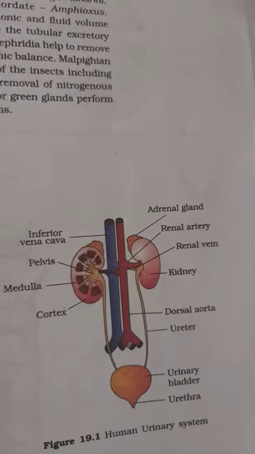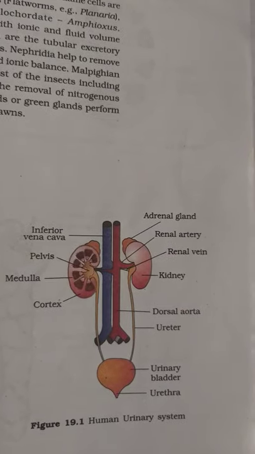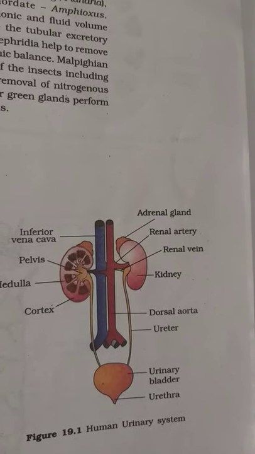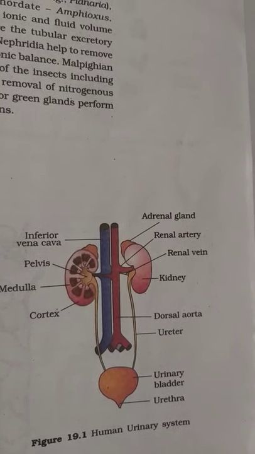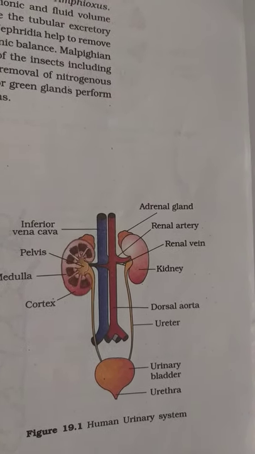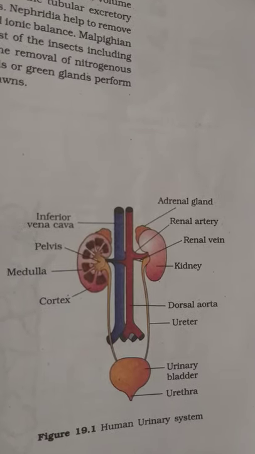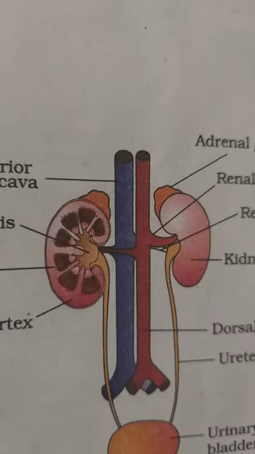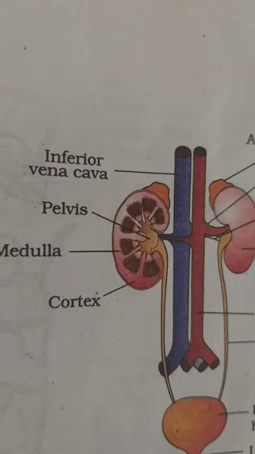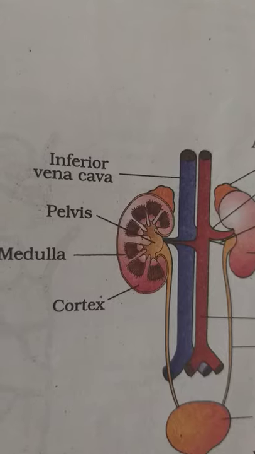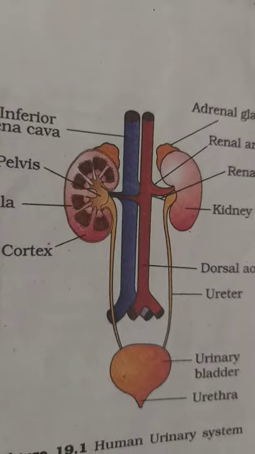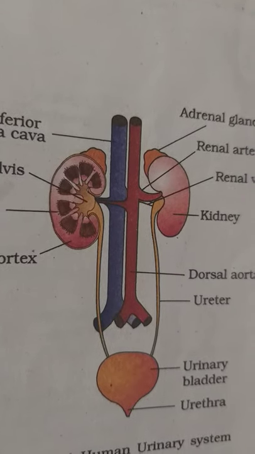Now here you see the diagram. You can see a pair of kidneys, then you have the urinary bladder. If we cut a transverse or longitudinal section of a kidney, you see that the kidney has many layers: the cortex, the medulla, and the renal pelvis. Internally, you see these funnel-shaped structures.